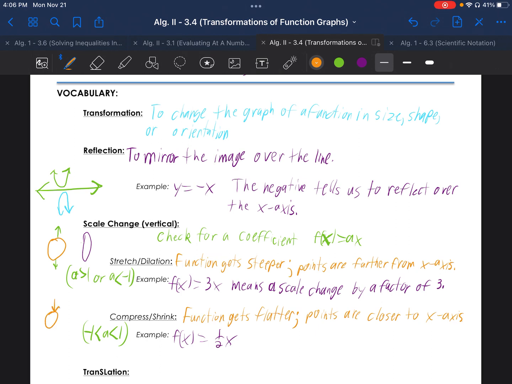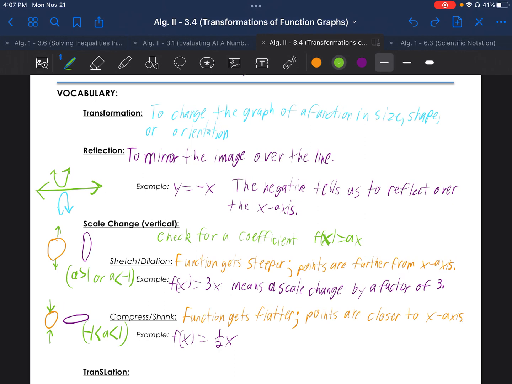So if you take your same rubber wristband, and this time we're going to compress it down. So we're going to like squish it. Well, your new one is going to look a little bit more like this, to where it does get flatter, and if we make an x-axis, our points got much closer to it.